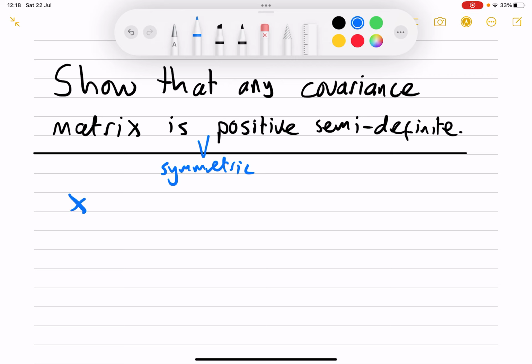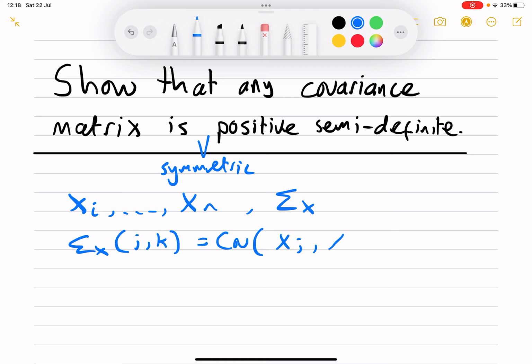If we say we have random variables x1 to xn, and these are the random variables for which we're going to try and find a covariance matrix, and we'll denote the covariance matrix as sigma x. Then we can write sigma x of jk as the covariance of xj, xk.